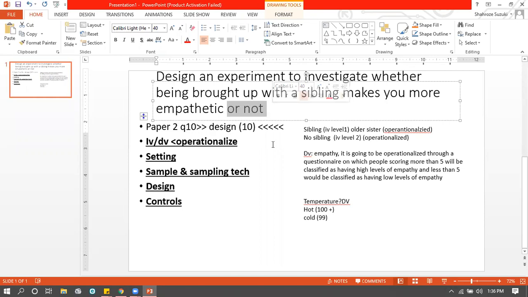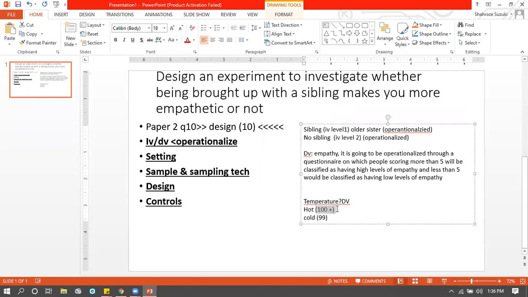So for temperature it's going to be 100, right? For temperature, you're going to use a thermostat or a scale to measure temperature. For empathy, I'm going to use a questionnaire to measure. I'm going to say people who have empathy of 5 and above have more empathy, and 5 and below have less empathy. Like the temperature, 100 and above is hot temperature, and below 100 is cold temperature. That's how I did it.